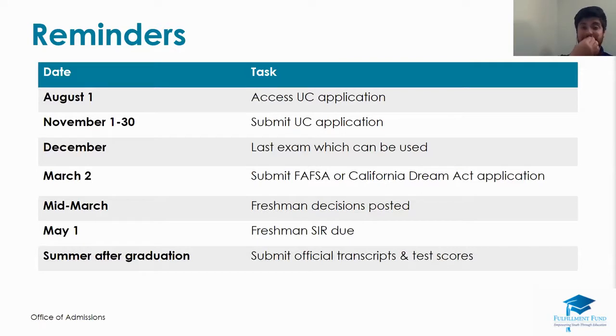Here, of course, we have some dates and deadlines. So for you seniors, August 1st of your senior year is when you can start working on your application. That is past, so it is now October 14th. So for you seniors, no time like the present to get started. November 1st to November 30th is when you can start submitting your UC application. Keep in mind, however, that there's no early admissions decision or action, like I mentioned at the beginning. So turning in your application earlier does not increase your chances of getting in.